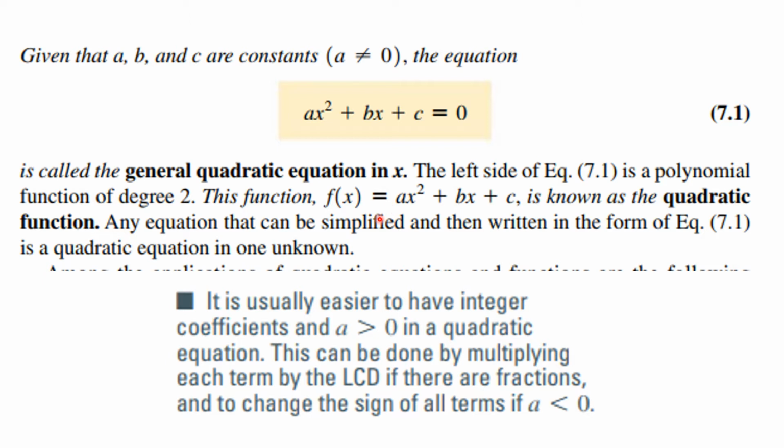Quadratic meaning degree 2. Any equation that can be simplified and then written in this form is a quadratic equation in one unknown. Often you will have to do that to get it into this form. As a hint, it is usually easier to have an integer coefficient and a being bigger than 0 in a quadratic equation. This can be done by multiplying each term by the least common denominator if they're fractions, and to change the sign, you multiply all the terms by a -1 on both sides of the equation.